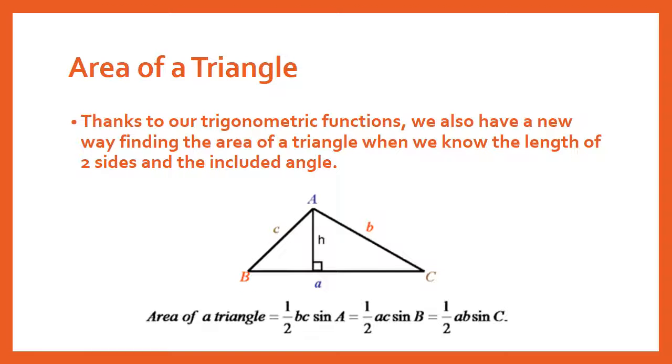Thanks to our trig functions, we also have a new way of finding an area of a triangle if you know the length of two sides and the angle in between. And we're doing this here because it involves sines. So the area of a triangle is 1/2 BC sine of A, or 1/2 AC sine of B, or 1/2 AB sine of C. Now, which one do you use? Depends on which information you have. You use the one that you have the most information for. Sometimes they might give you one where you don't have all the information you need, and you need to use the law of sines to find the missing information. But basically, whatever you've got the information for is the one you want to use.